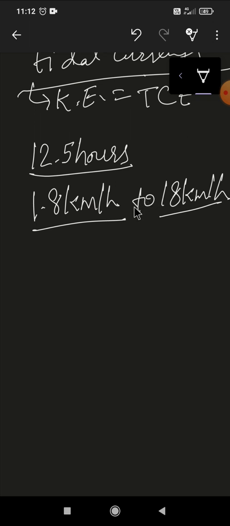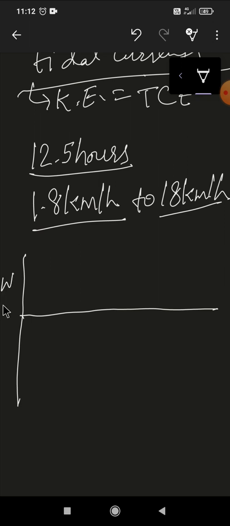Now we will see the tidal range. Suppose we draw a graph with the y-axis and x-axis. On the y-axis we have water level. This is the base we are selecting as water level, and above it there will be high tide and below it there will be low tide. On the x-axis we have the time period, a lunar day.